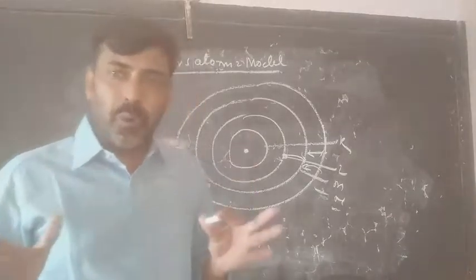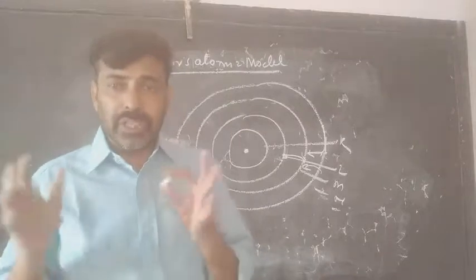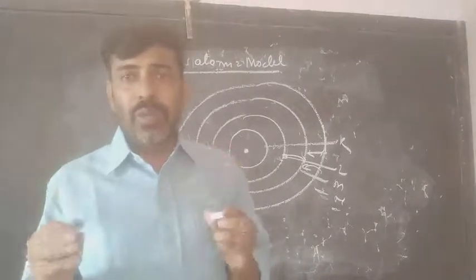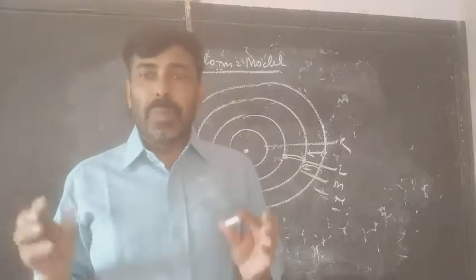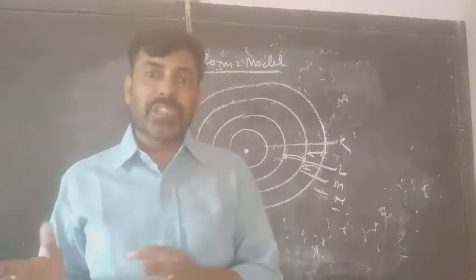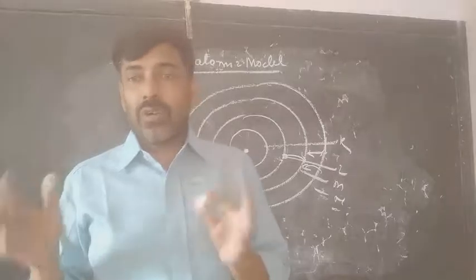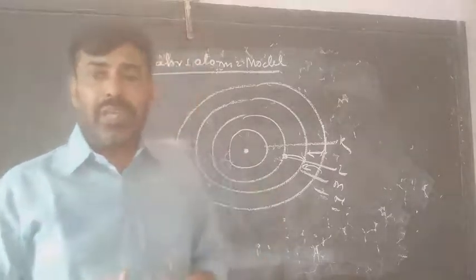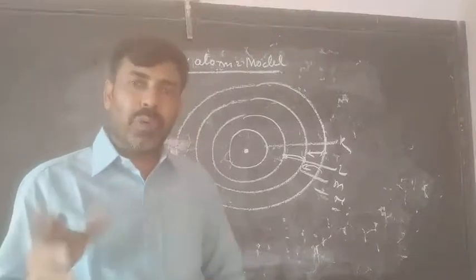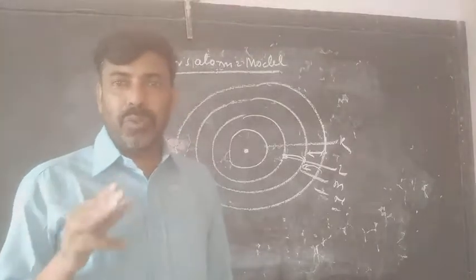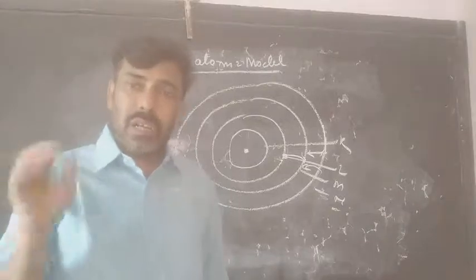So according to Bohr, as the electrons are moving in discrete orbits, they are not capable of emitting any radiation, they are not capable of losing any energy, and because of the lack of loss of energy, the electrons are not going to collapse into the nucleus, and because of that, the atom becomes stable.